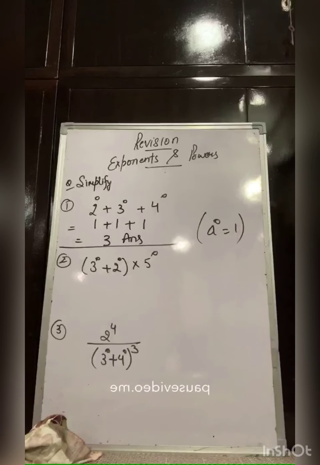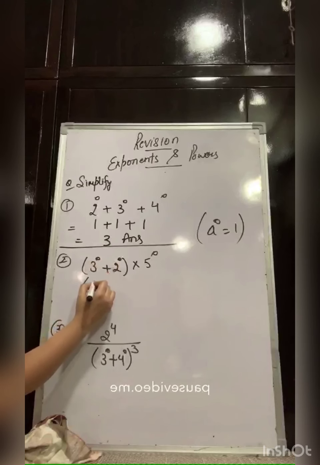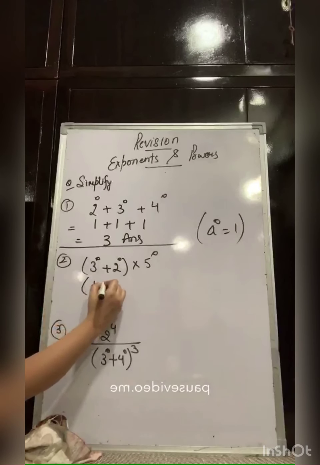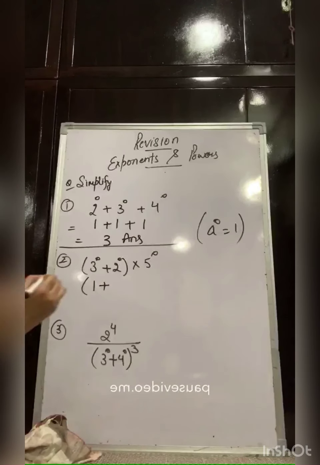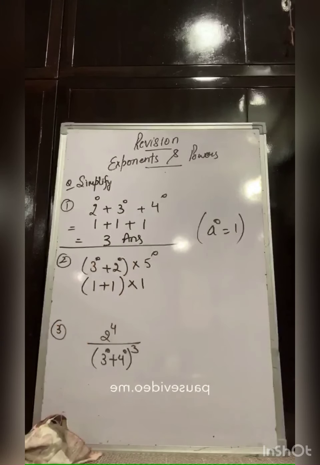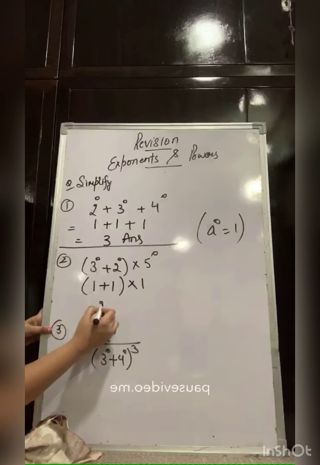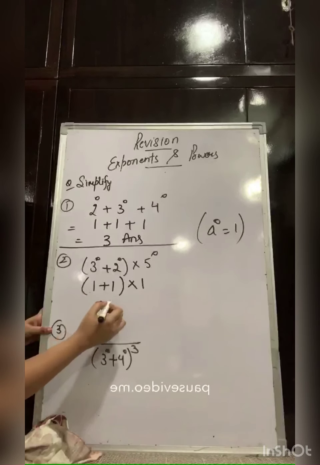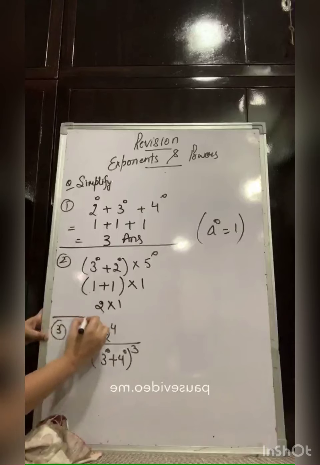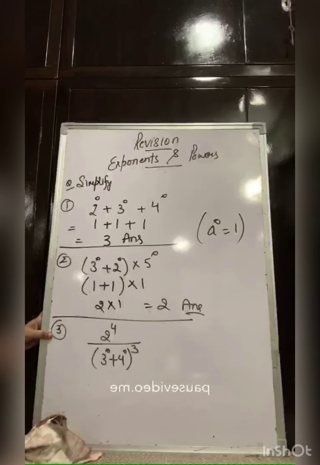See the next question. Again 3 raised to power 0 is 1, plus 2 raised to power 0 is 1, multiply 5 raised to power 0 is again 1. So it is 1 plus 1, that is 2, in the bracket, multiply by 1. So 2 into 1 is 2. This is our answer.